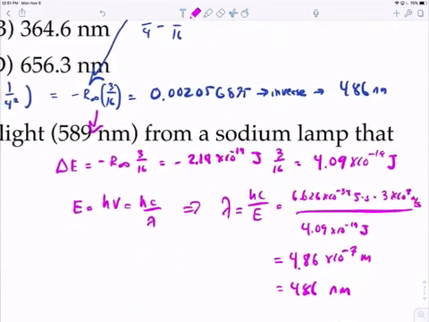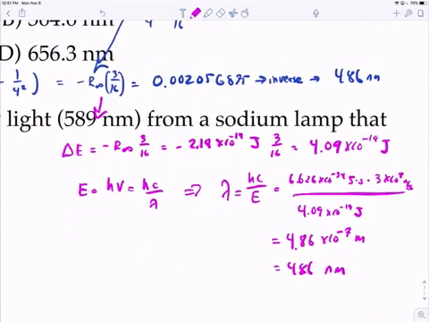The way that I've been teaching you, the long way to do it, is, well, the energy loss of the electron is energy gained by the photon. So the energy gain of the photon is 4.09 times 10 to the minus 19 joules. And using this equation, we can solve for it. Energy is Planck's constant times the frequency, which also equals Planck's constant times the speed of light divided by the wavelength, which means wavelength is Planck's constant times speed of light over the energy of the photon.